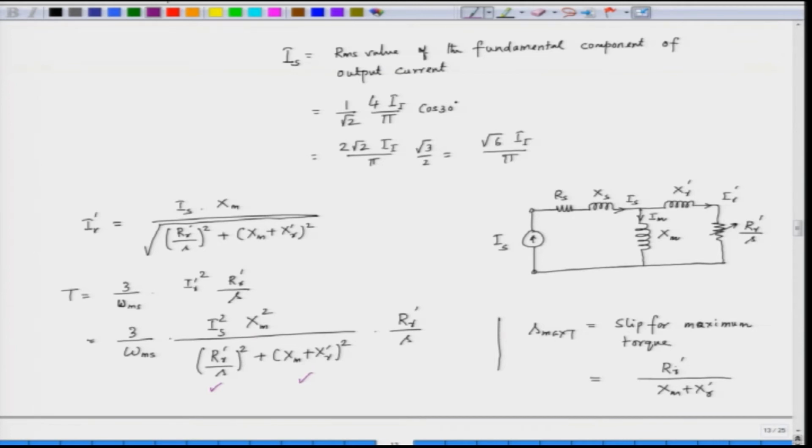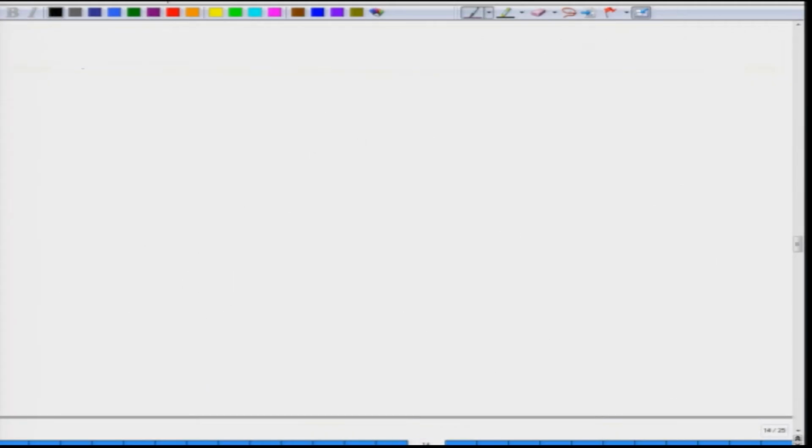So, if we analyze this value of S max T, what we get here is x max T is R r prime by x m plus x r prime. Now, this is a very small quantity, much smaller than 1, because we have the magnetizing reactance, which is a large reactance. The leakage reactance is a small value, but the magnetizing reactance is a large reactance. So, the slip may be of the order of 0.001 or 0.002.